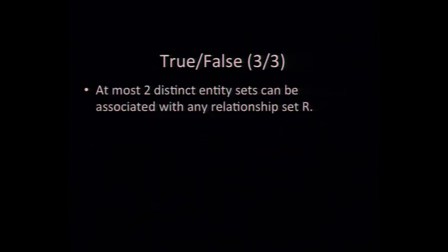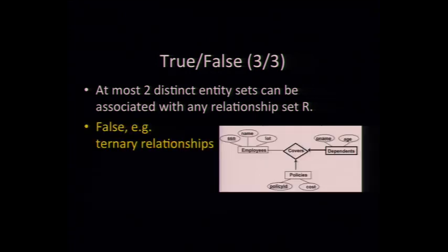Okay? How about this one? At most, 2 distinct entity sets can be associated with any relationship set R. False. And who said that? Give me an example. Exactly. One thing that we specifically covered in lecture is the notion of ternary relationships, where you might have multiple things interacting together. In this case, it's an insurance example where you have an employee with the policy covering a dependent.